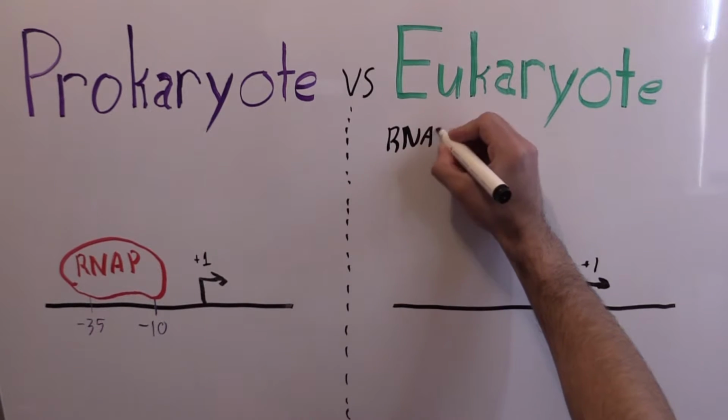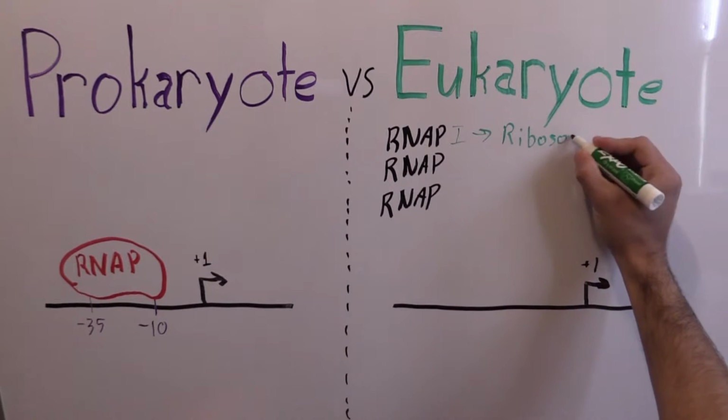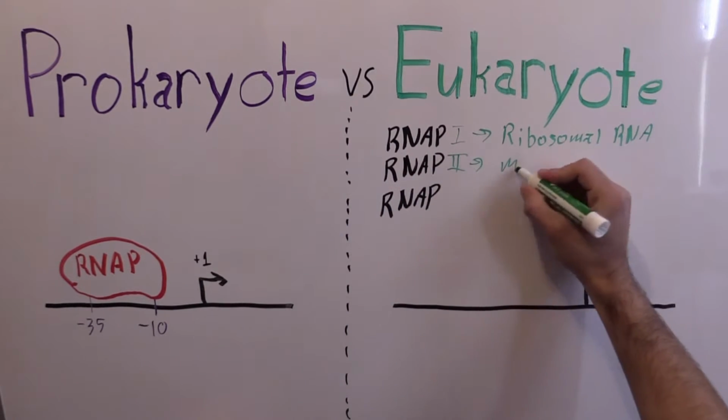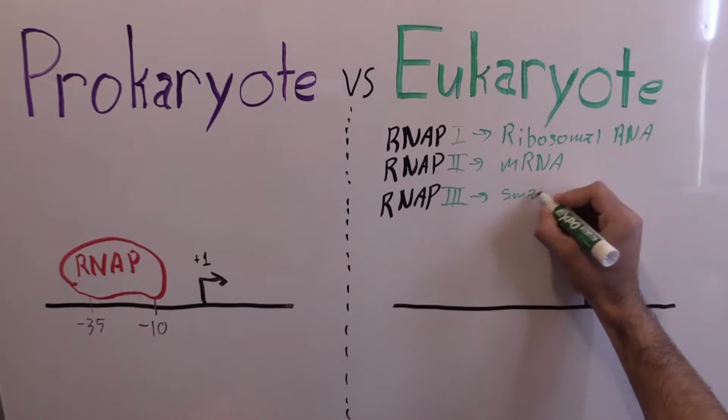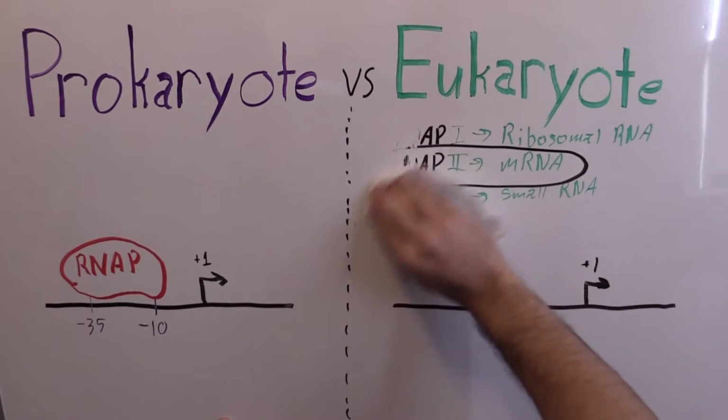First off, they have three different RNA polymerases. They have RNA polymerase I, which makes the ribosomal RNAs, RNA polymerase II, which makes the mRNAs, and RNA polymerase III, which makes small RNAs. For this video, we're just going to be focusing on RNA polymerase II, but know that the methods we're going to be talking about are very applicable and could have been applied to RNA polymerase I or III.